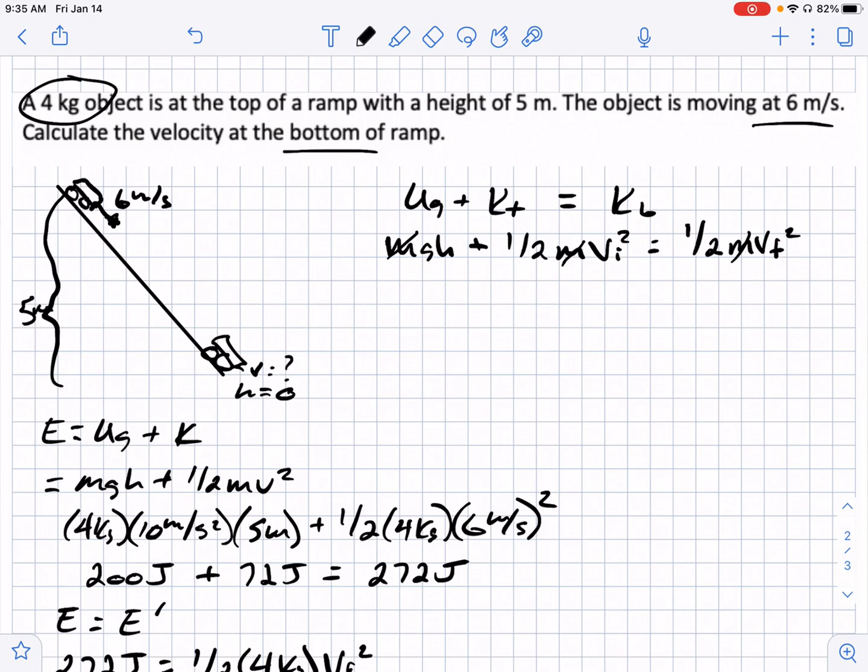So then from here, it would leave me gh plus 1/2 initial velocity squared equal to 1/2 final velocity squared. And now we just plug and chug. Just plug in all your numbers and then solve. And you'll end up with the same answer, 11.66 meters per second.